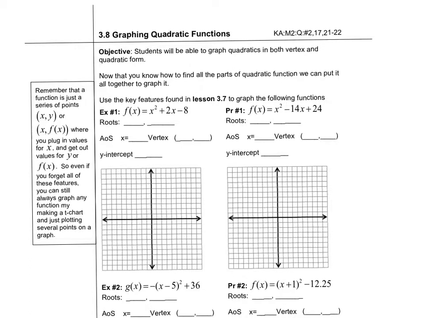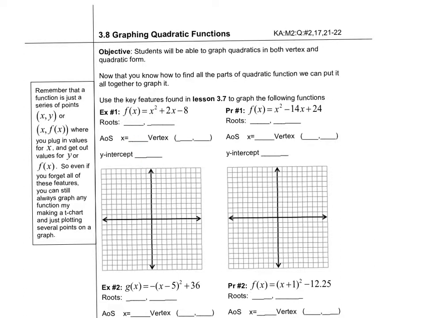All right, 3.8, graphing quadratic functions. So we've already found all the parts. Now we're going to go ahead and put this onto a graph. And you might notice really quickly that all of these functions match the functions from the previous notes, where we already found the roots, the axis of symmetry, the vertex, and the y-intercept.